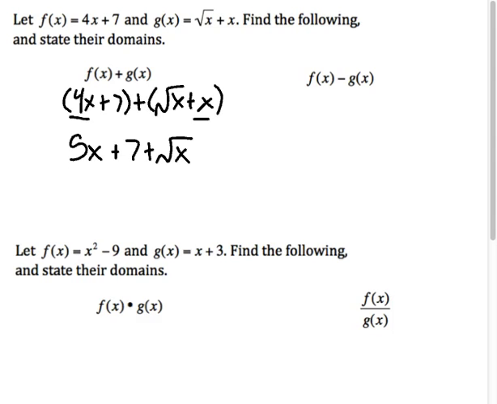Now, the interesting thing, though, is when it comes to our domain. Here we get to have another interesting conversation. Because I have that square root in there, there's certain things that I can't do. For example, I can't take the square root of a negative number. So because I can't take the square root of a negative number, I have to guarantee that my x's all have to be greater than or equal to 0. That's the only way I can do this because, again, I can't put any negatives inside that radical.